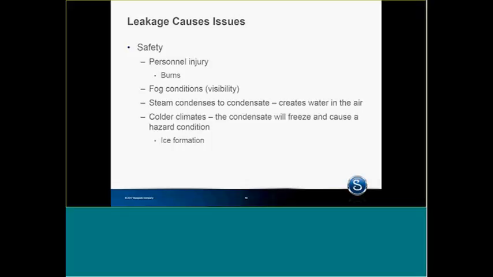And steam condenses to condensate, creates water in the air. In colder climates, believe me, it freezes and causes a hazard, ice formation. I've been in plants where they can't go into one segment of the plant because of all the leakages, just straight ice. So there's a multitude of reasons to correct steam leakage, and safety is one of them. Remember, OSHA says 140 degrees.